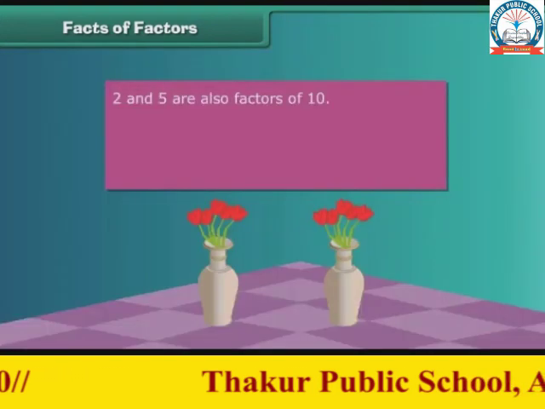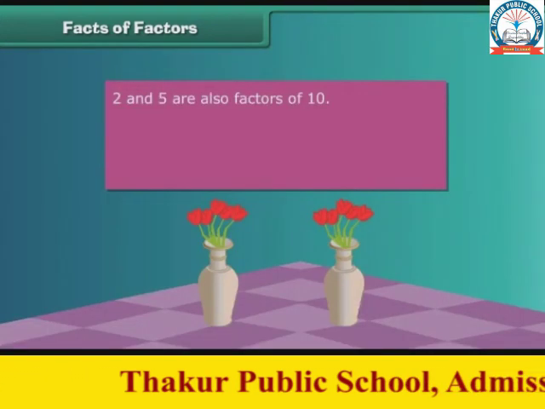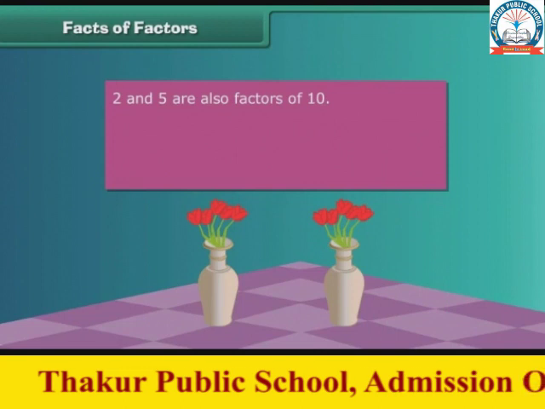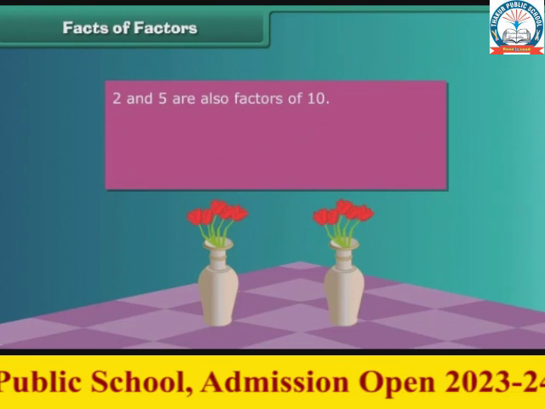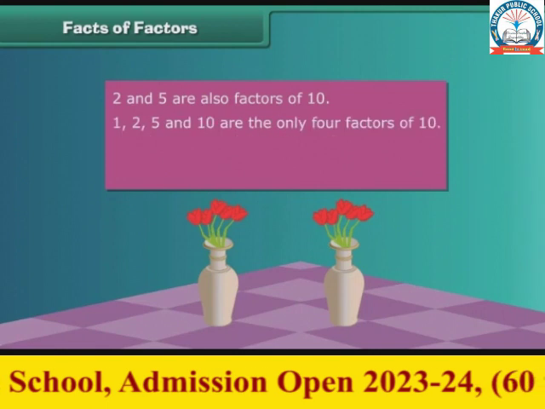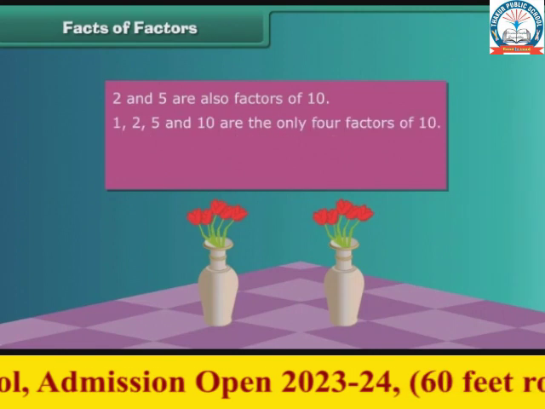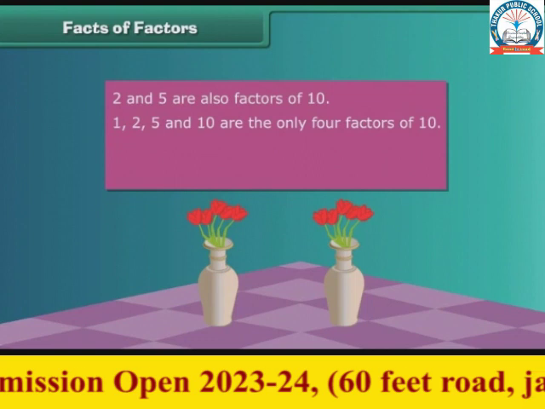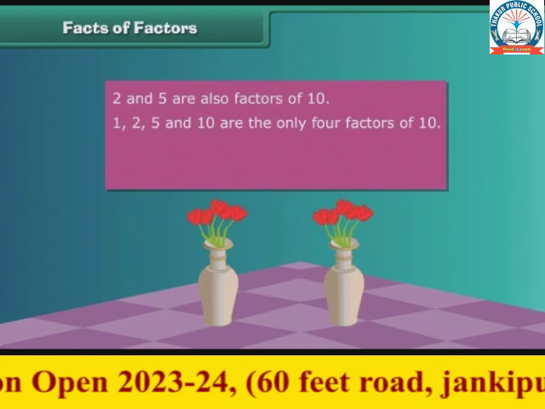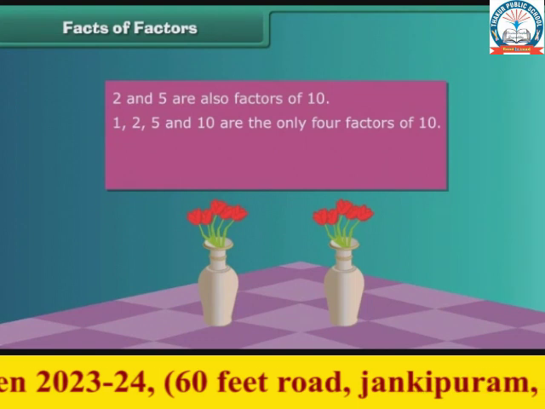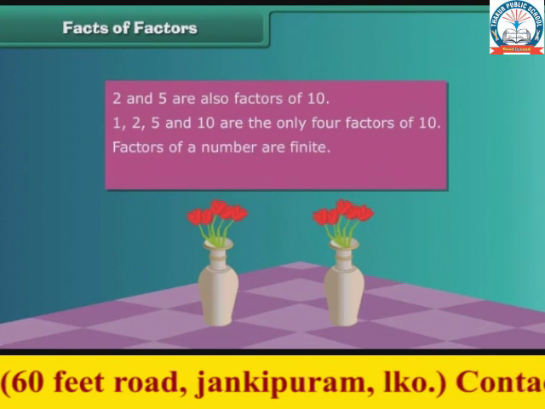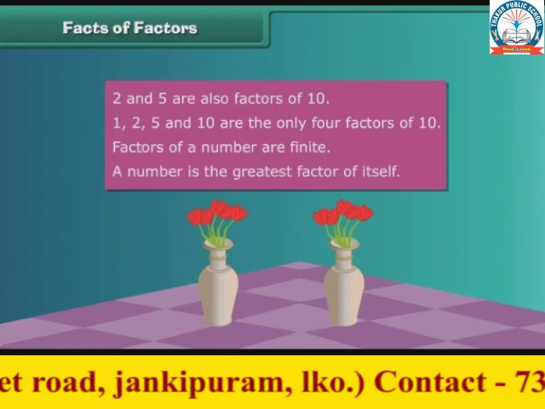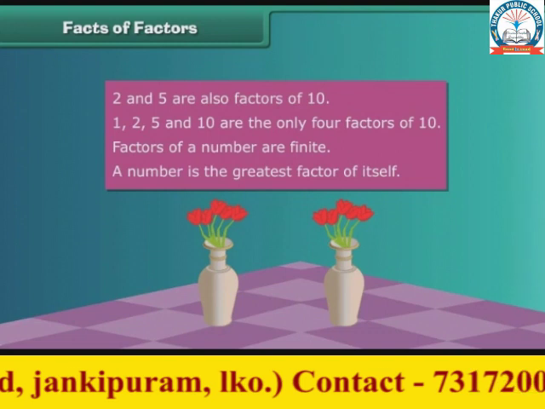2 and 5 are also factors of 10. As there are no more arrangements possible, it is clear that 1, 2, 5 and 10 are the only 4 factors of 10. Therefore, we can say that factors of a number are finite. A number is the greatest factor of itself.